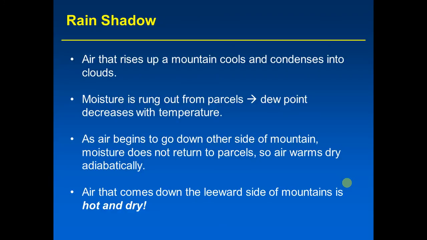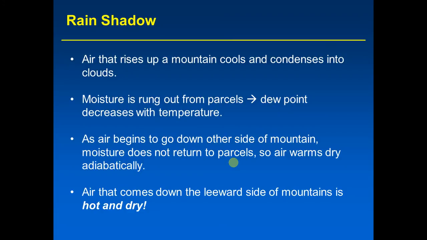So you're losing moisture. Then when the air begins to go down the other side of the mountain, the leeward side, moisture doesn't magically return, so the air is drier, and it's also warming up because now the air is sinking, so it's warming, and its relative humidity is dropping further because it begins warming at the dry adiabatic lapse rate. The dew point doesn't change much, so now the separation between temperature and dew point is increasing, so the relative humidity is going down.